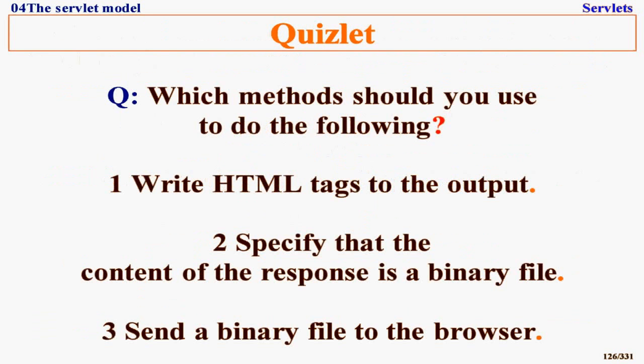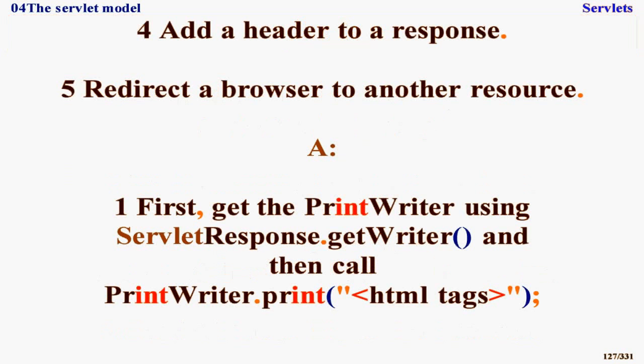Quizlet. Q. Which methods should you use to do the following? 1. Write HTML tags to the output. 2. Specify that the content of the response is a binary file. 3. Send a binary file to the browser. 4. Add a header to a response. 5. Redirect the browser to another resource.